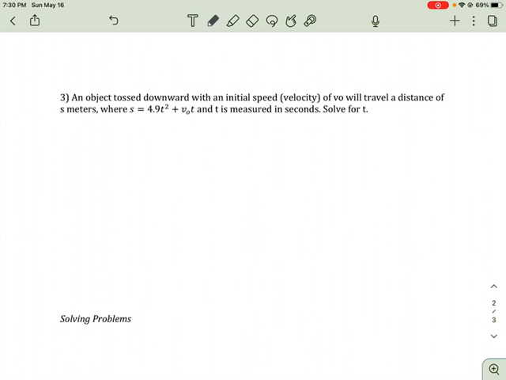An object tossed downward with an initial velocity or speed of v sub o will travel a distance of s meters, where s is 4.9t squared plus v sub o t, and t is measured in seconds. Solve for t. Sounds like one of Mr. Cameron Fowler's physics classes here.